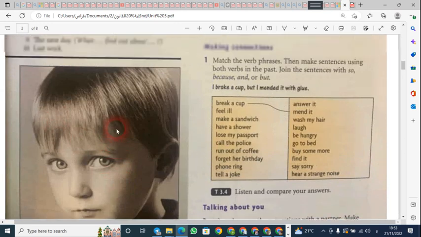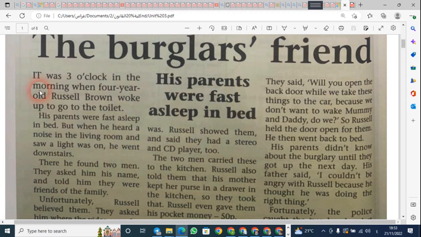is the kid, named Russell Brown, and he is 4 years old. This is his age. Woke up. He woke up. Woke is the past of wake. To go to the toilet.